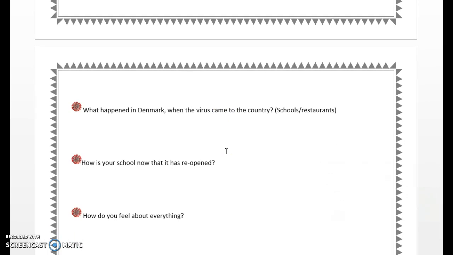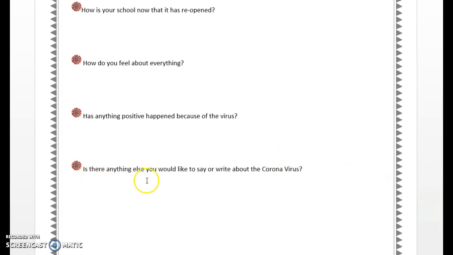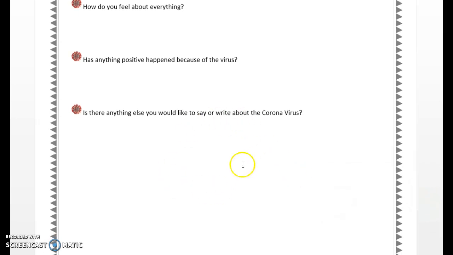What happened in Denmark when the virus came to the country? What happened to the schools? What happened to the restaurants? What happened to you? Did you have to go home and stay there? And for how long? How is your school now that it has reopened? How do you feel about everything? Has anything positive happened because of the virus? Is there anything else you would like to say or write about the coronavirus? So that's your chance to write something else.